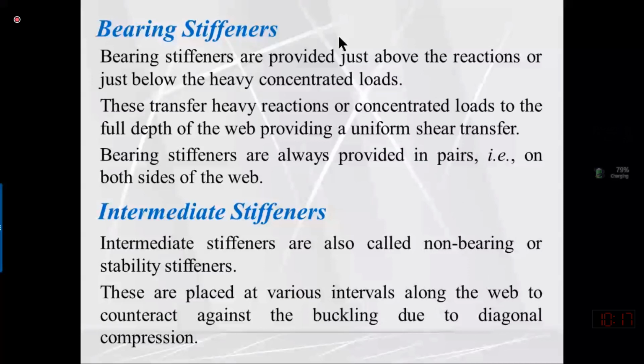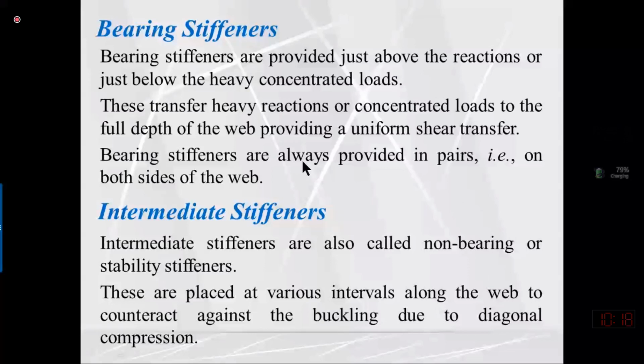So to safely transfer the force from the top or bottom flange to the web, we need to increase the area of the web by providing bearing stiffeners. These transfer the heavy reaction or concentrated load to the full depth of the web, providing a uniform shear transfer. So they change the stress from local to uniform distribution, and there will be no crushing or web buckling. Bearing stiffeners are always provided in pairs. In pairs means they are provided on both sides of the web.